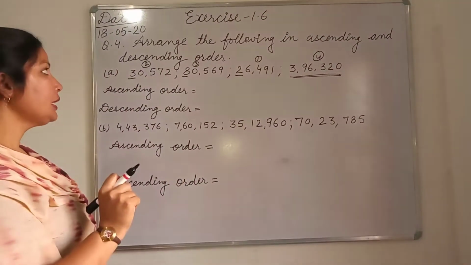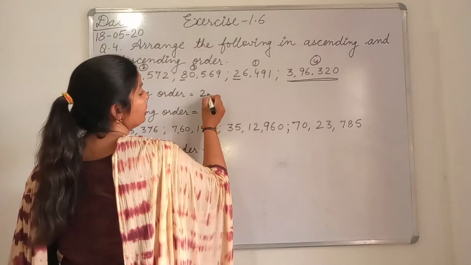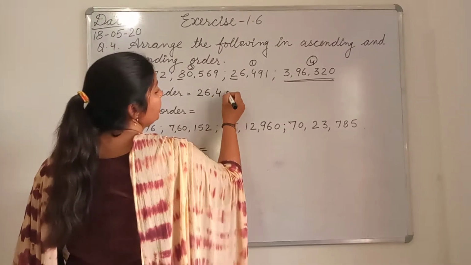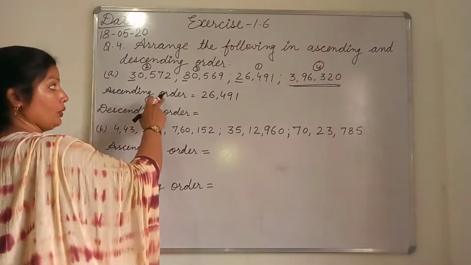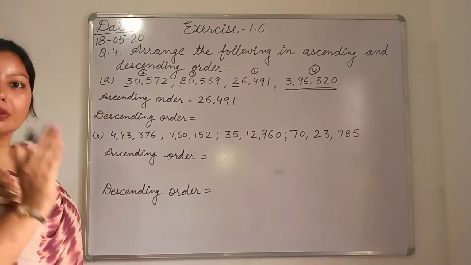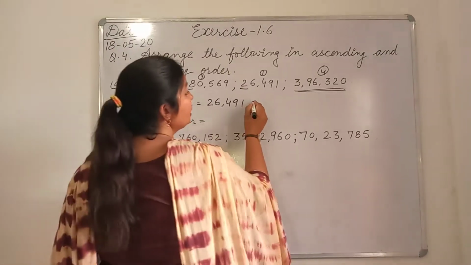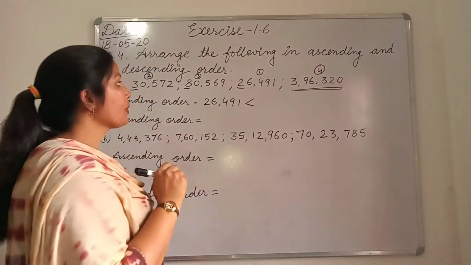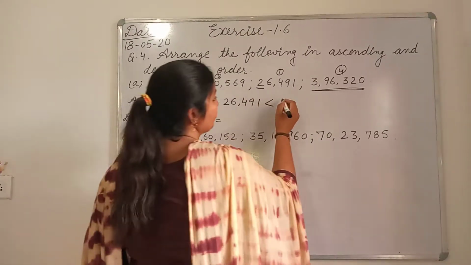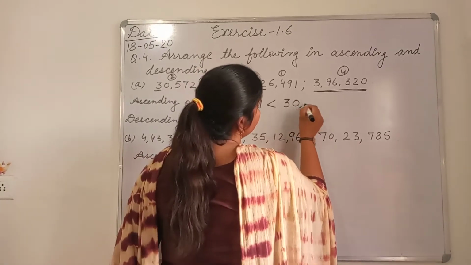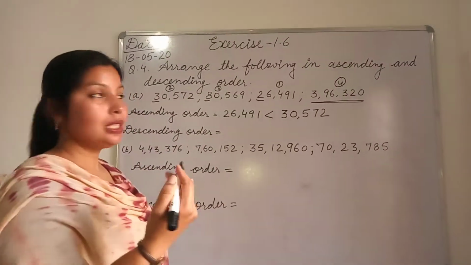Okay, so now we arrange. First of all, we have 26,491. Now which symbol do we put? Because it is ascending order, we arrange from small to big. So the first number is the smallest, and we put the less than symbol there. Then the second number, 30,572. Then again we put the less than symbol.